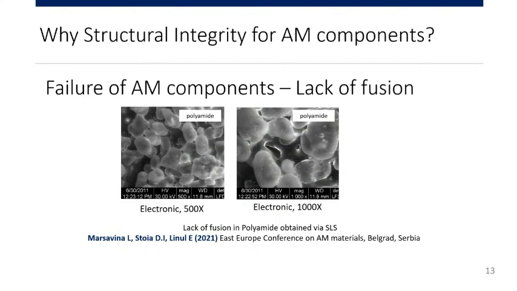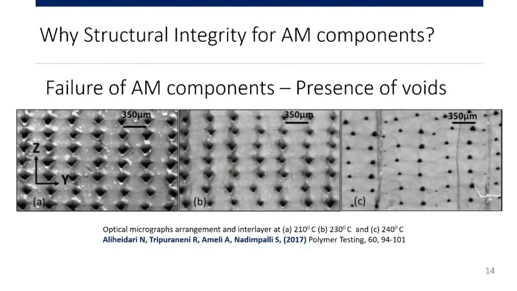Also for the SLS technique, we can have lack of fusion, so not all the particles are completely bonded to the neighboring ones, and this has an important effect on the integrity of the structure. Coming to the FDM technique, this is a study published a few years ago in Polymer Testing. Looking at the presence of voids and the influence of the nozzle temperature on them, we can see that at a lower temperature, 210, we have big voids, and then these decrease with increasing nozzle temperature. It's true that the nozzle temperature should be adapted to the material that we are printing.